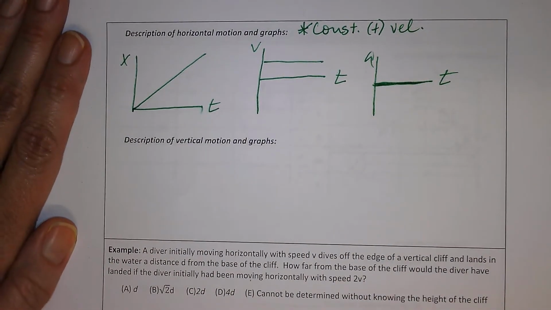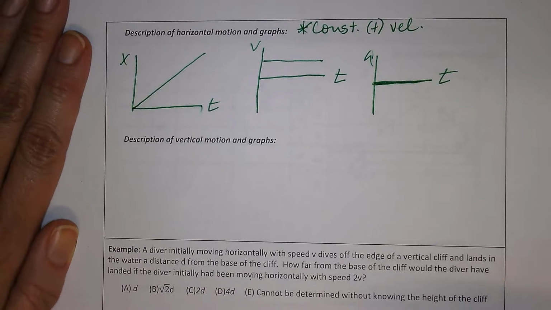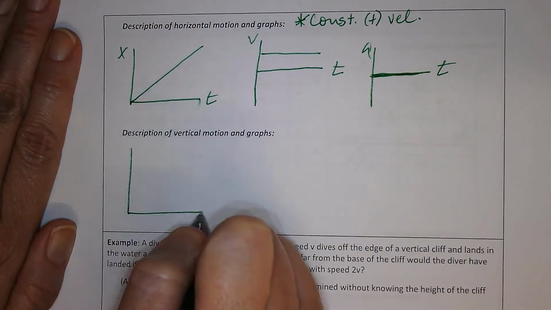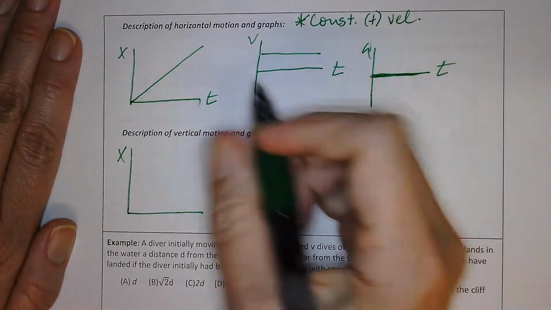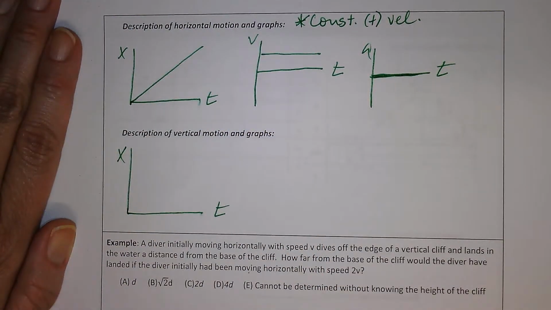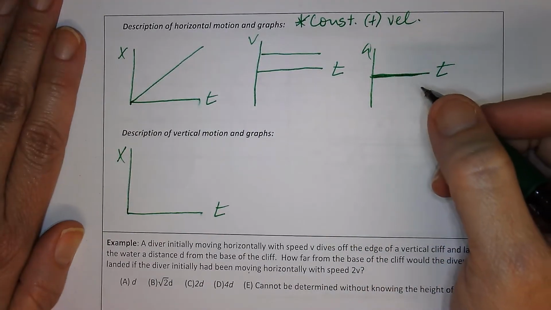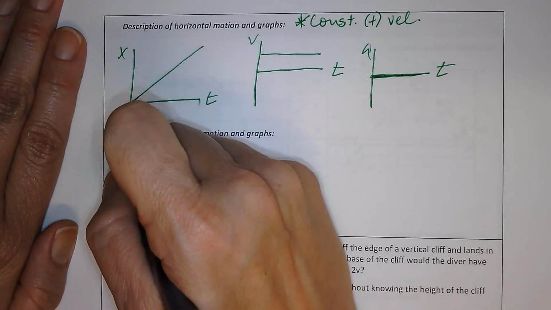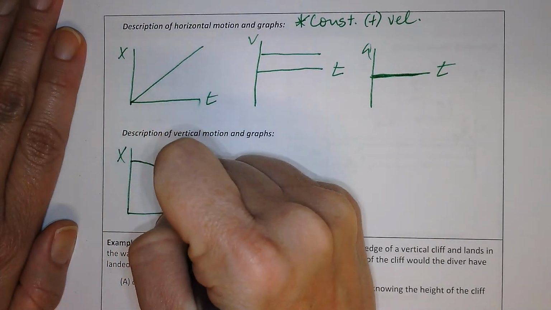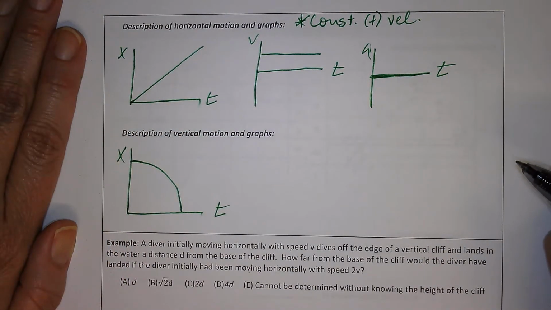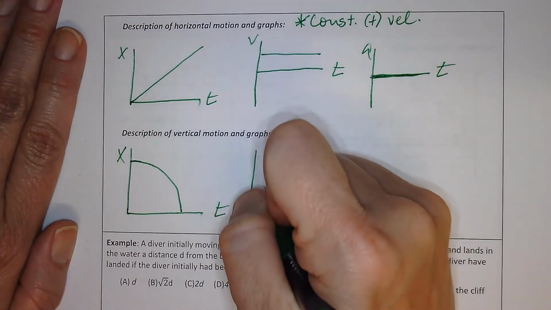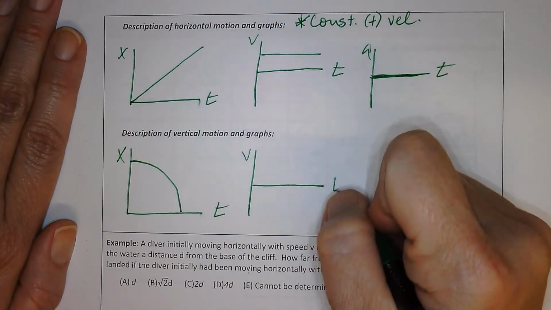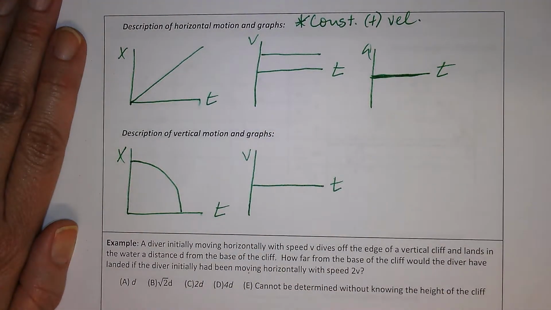Now, vertical motion: it's in free fall. So your x versus t graph is going to have no slope, like 0 slope, going to a negative slope. So it's a parabola, or half a parabola. And then your velocity versus time, your velocity is basically always negative because it's falling below, like off a cliff or a place.